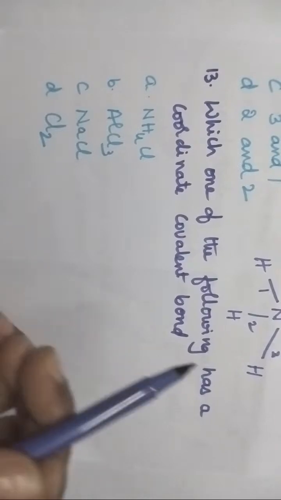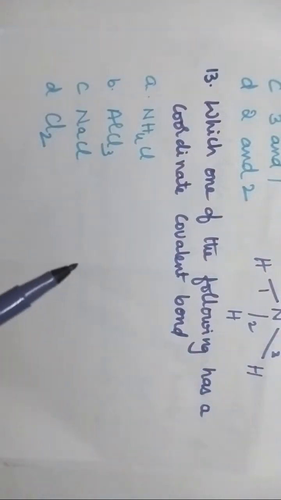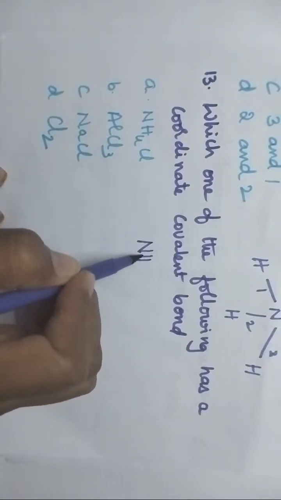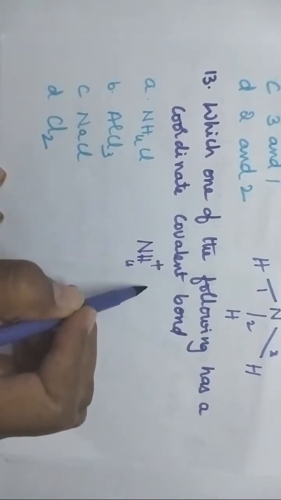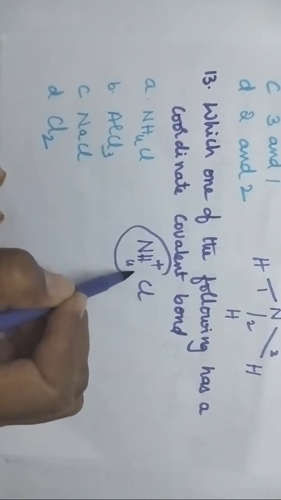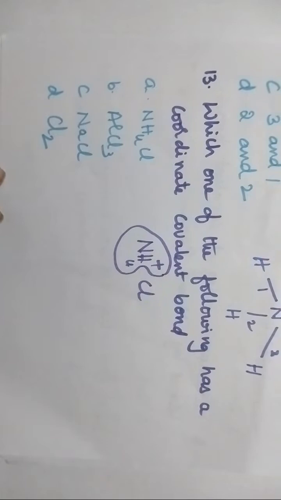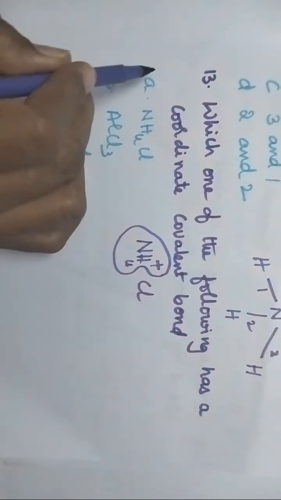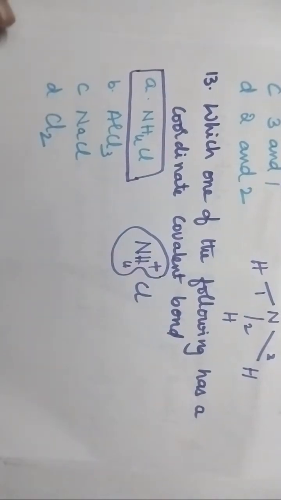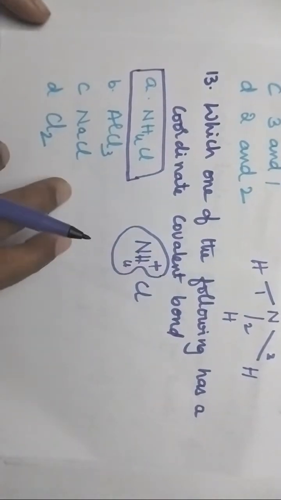But just now we discussed that the ammonium ion has a coordinate covalent bond. So definitely it will form an ionic bond with the chloride. So the ammonium ion itself has the coordinate covalent bond. So option A, ammonium chloride, is the right answer. Clear? Rajeshwari, very good.